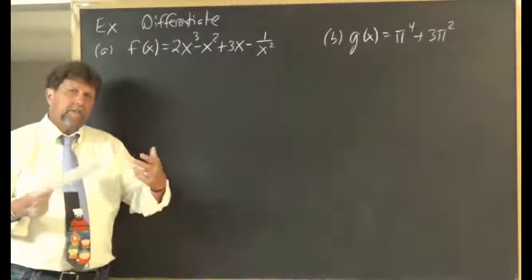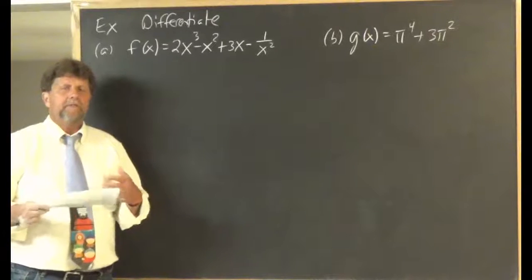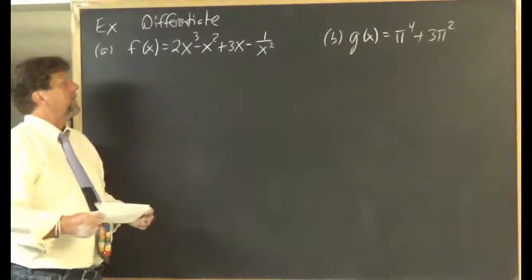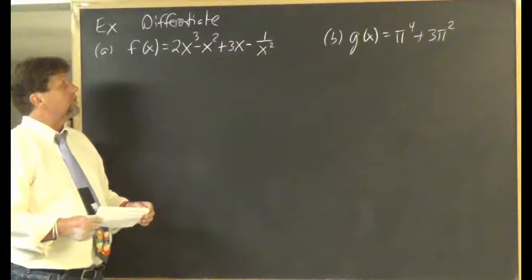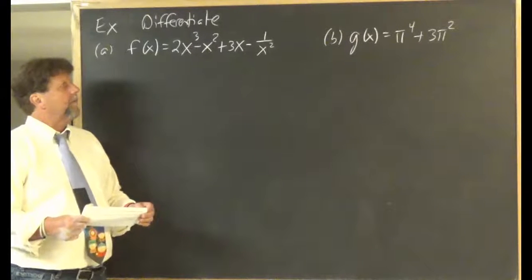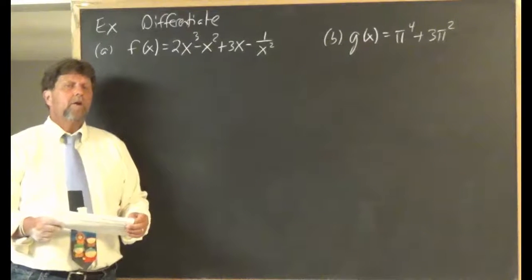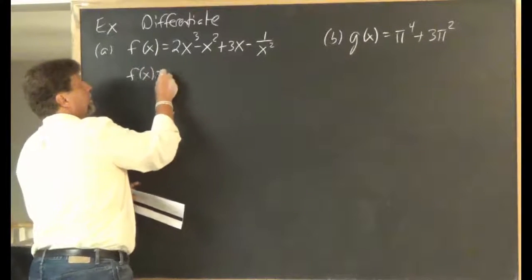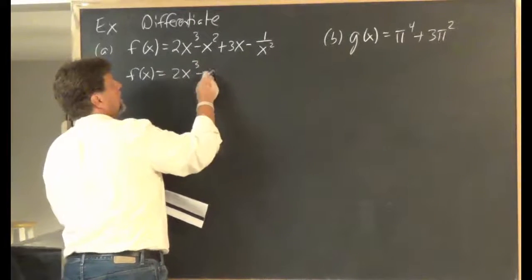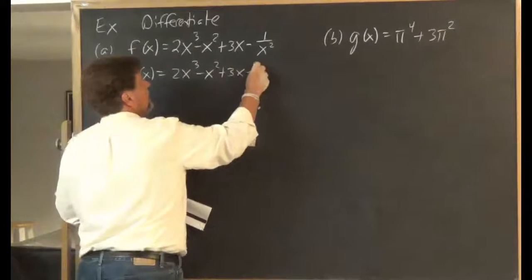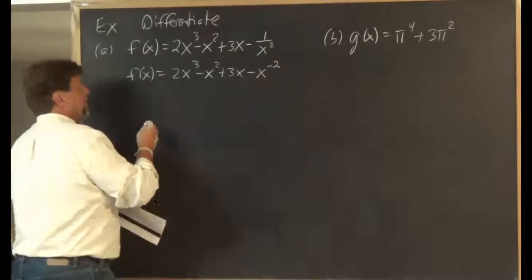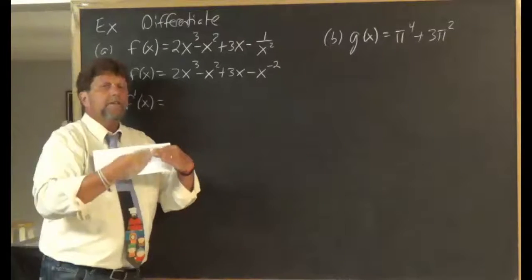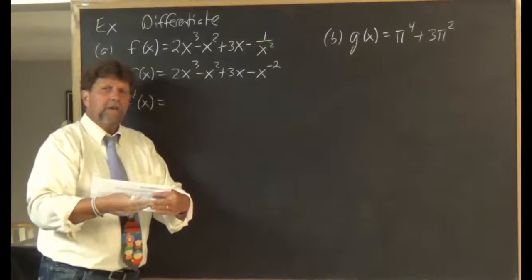All right, now that we've learned the sum and difference rule, we can really expand the types of functions we can quickly compute derivatives for. In this example, part A, differentiate f of x equals 2x cubed minus x squared plus 3x minus 1 over x squared. My first step is algebra. My first step is to rewrite the last term as x to the negative 2nd. So then, the calculus: with the sum and difference rule, we can just do term-by-term differentiation.